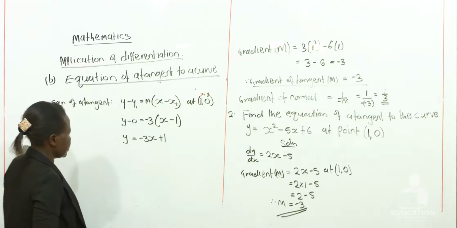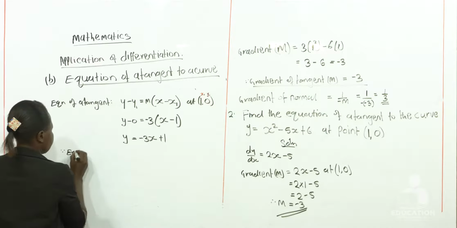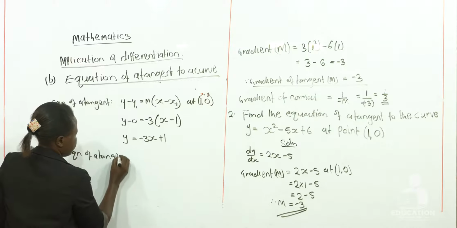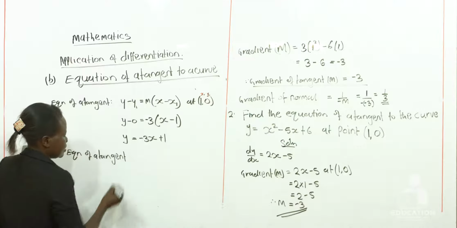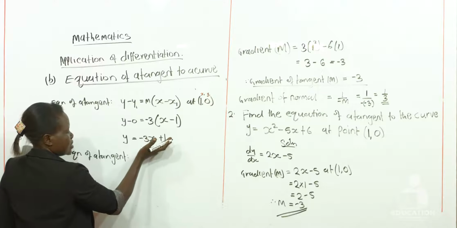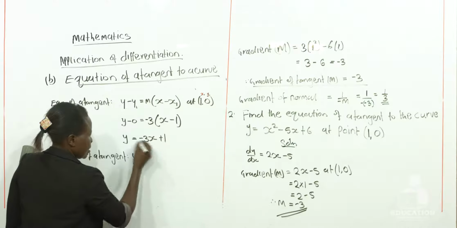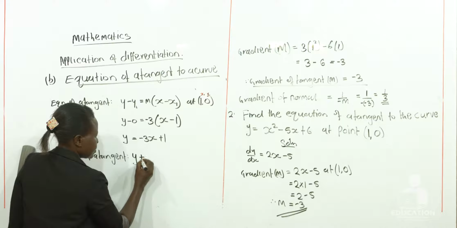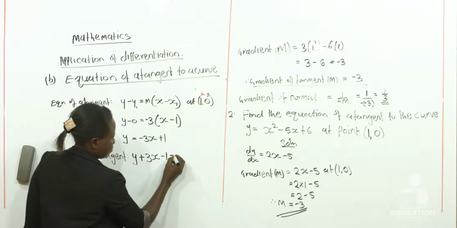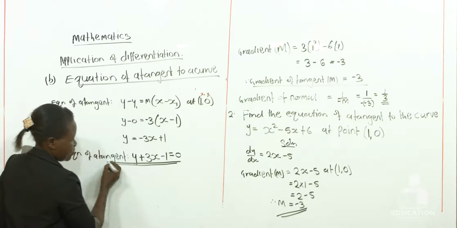Or we can simply say, therefore, the equation of a tangent will now be: we transfer the right side to the left side. When negative 3x crosses, it becomes positive 3x, so y plus 3x minus 3 equals 0. So this is our equation of a tangent.